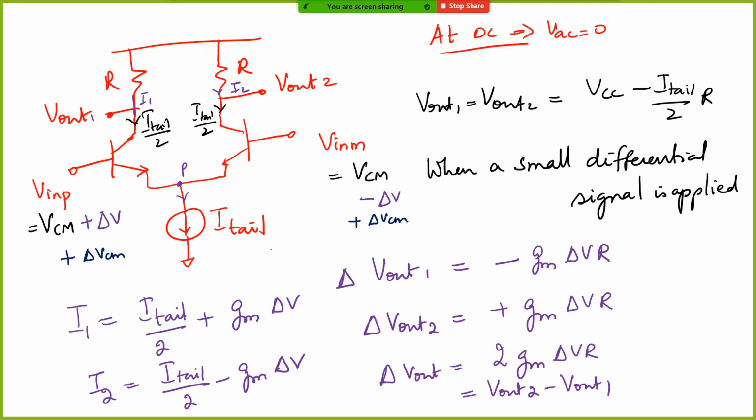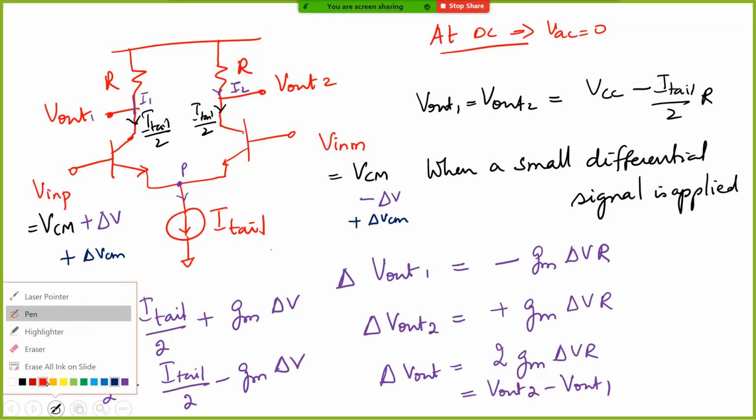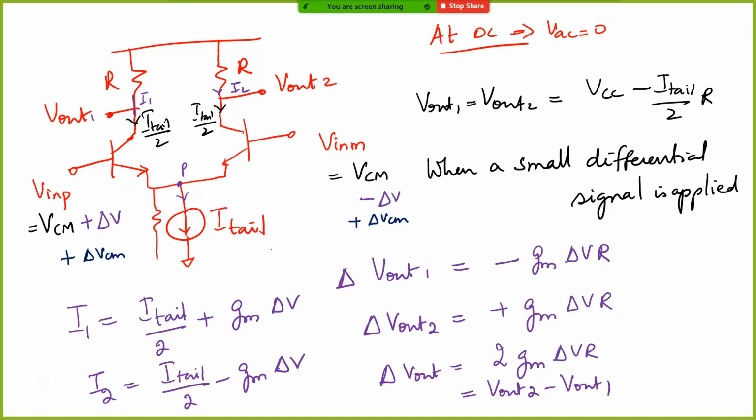Both of them will try to increase by the same amount. In principle, this will also have some R tail, the output impedance. So when both sides increase by a delta VCM, the node P will also slightly go up. But both sides, V out 1 and V out 2, will increase by a similar factor, and therefore if you take the difference between the two signals, the common mode noise will get obviously rejected.